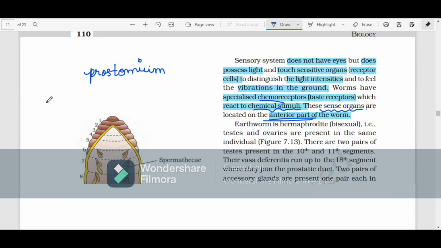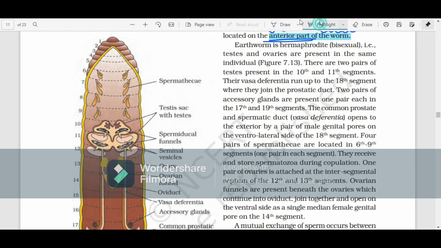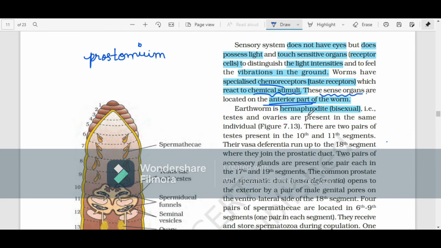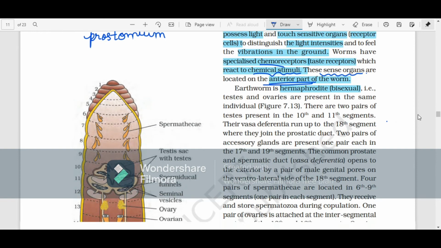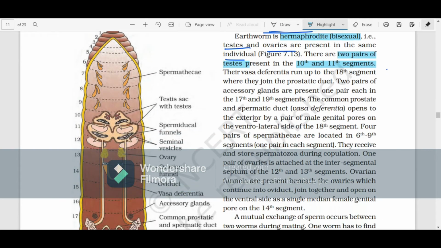Okay, so now, yes, earthworms are hermaphrodite or bisexual. Hermaphrodite or bisexuality means they are monoecious, that is, the testes and the ovaries are present in the same individual. There are two pairs of testes located in the 10th and 11th segments, and the vasa deferentia run up to the 18th segment where they join the prostatic duct.